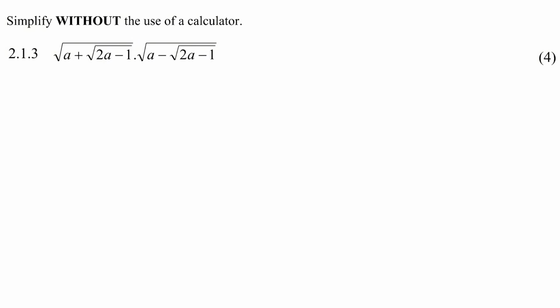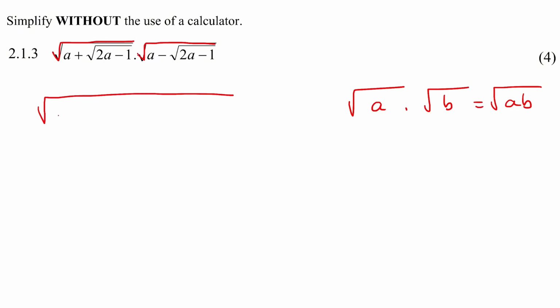Simplify without using a calculator. Right, so a few little things you need to understand. If you have a square root multiplied by another square root, you are allowed to then just multiply the two things inside the square root. So you see this big square root and you see this big square root. I'm going to make it one big square root and then just put whatever's inside that.